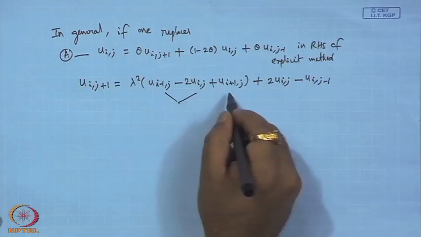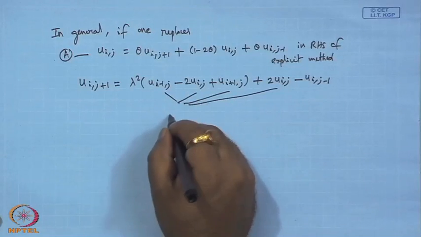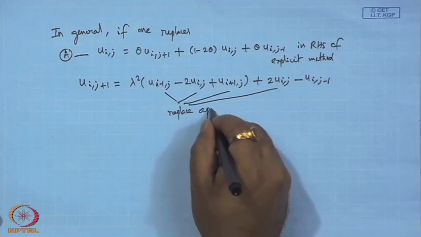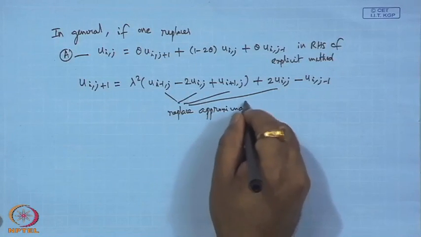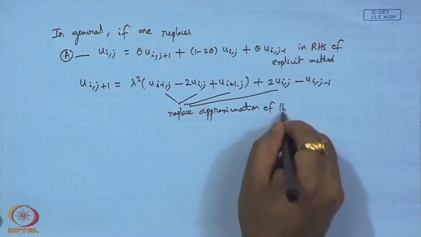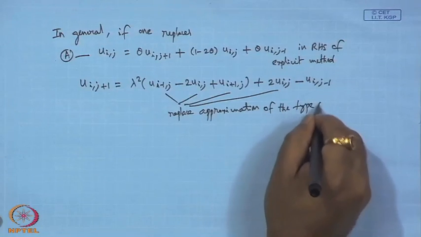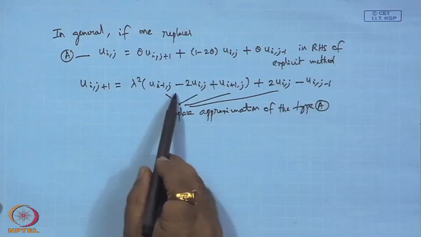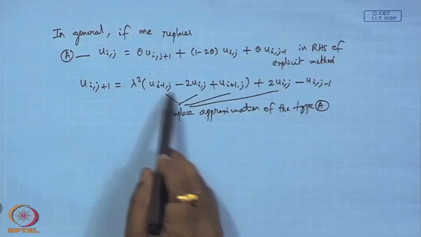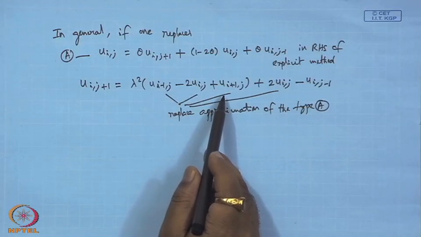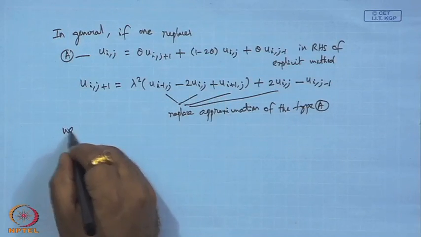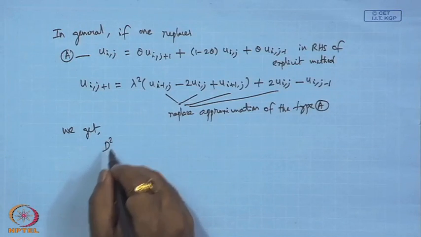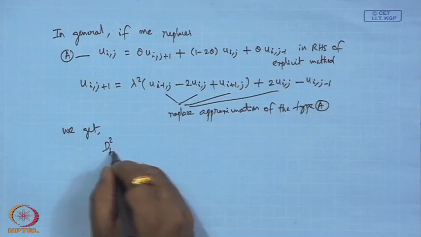So, for all these replace by approximation of the type A. So, when I said of the type A, because this is for u I j, correspondingly we have to adjust for I minus 1 and I plus 1. Okay. So, if we do that, we get, so different literature refers different notation.